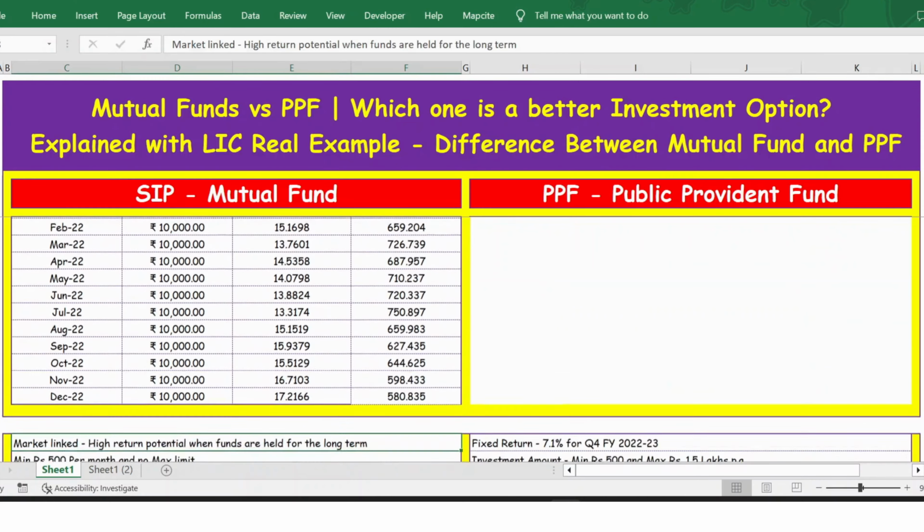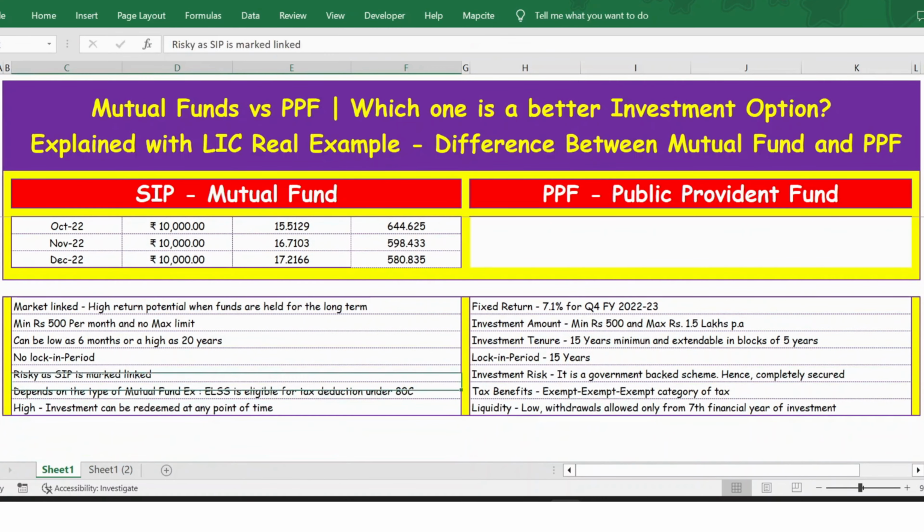Now let's understand the basic differences between mutual fund and PPF. For PPF, you have a fixed return of 7.5% for Q4 of year 22-23. This percentage can get revised every quarter by the Government of India. Whereas for mutual fund, it totally depends on the market. If the market performs well, then you might have a higher return. Otherwise, you might have a very low return. Generally, higher return is possible when the funds are kept for the long term.